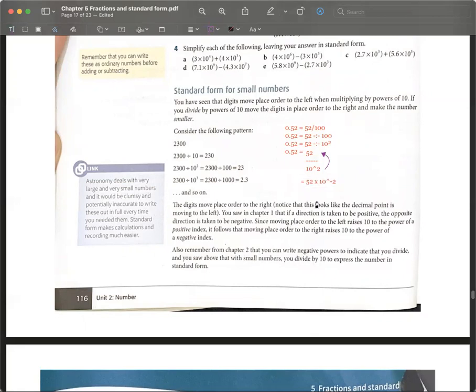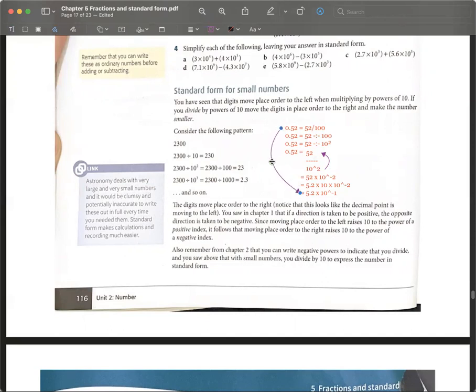But this is not what I want, right? Because I want it to be standard form. Make sense? So if I want it to be standard form, I need to change the 52 to 5.2. Then this is times 10. Then times 10 to the power of negative 2. Then we have to add them together because this is power 1, this is power negative 2. Then we add them together, we get 5.2 times 10 to the power of negative 1. So this one is standard form for 0.52. This is equal to this.